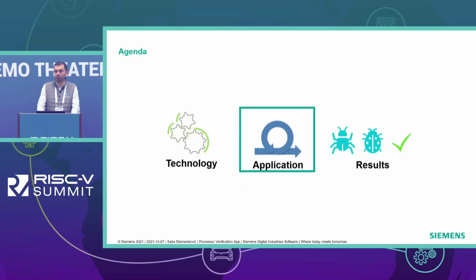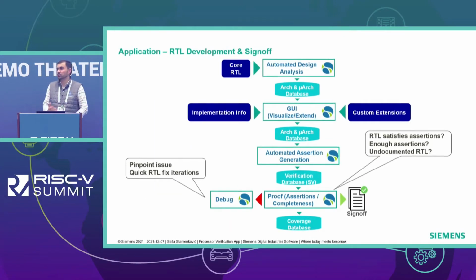So how do you run this app? This is the flowchart of how to use and run it. You start from your core RTL, that's what's here at the very top. As soon as you read the RTL, the tool will analyze it and extract a lot of information like microarchitecture information. Then, since we have the capability, as mentioned earlier, to add custom instructions or additional implementation information, we give that to the tool, and the tool further processes the design and the information given, and out of it generates the assertions. That's what you see in the very middle, this assertion generation procedure.